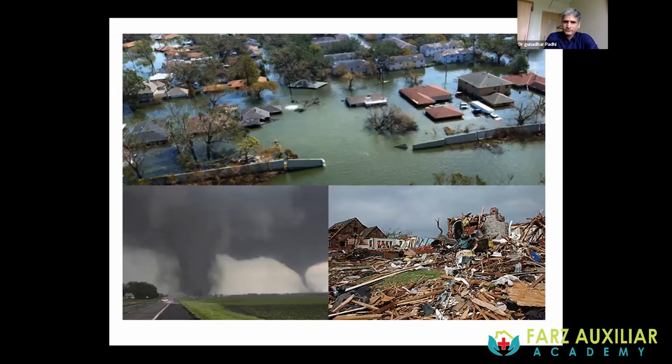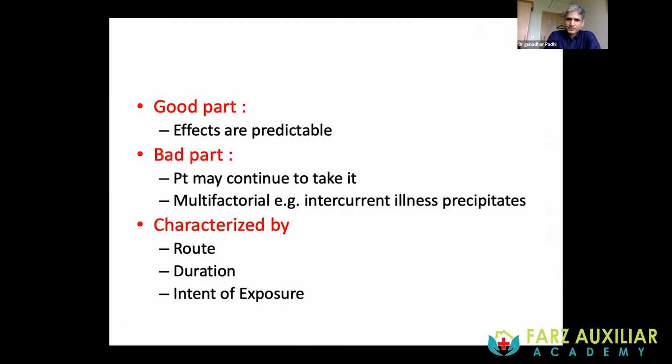So these are the different areas we focus on. This is normal water versus the flood. When the water flows in a very high amount, that can cause a flood. Similarly, if a thunderstorm happens in a very massive amount, that leads to destruction. The same thing applies in toxicology. So we always have to consider what is the good part, what is the bad part, and what we aim at. The good part is that most of the effects of a poison are predictable.